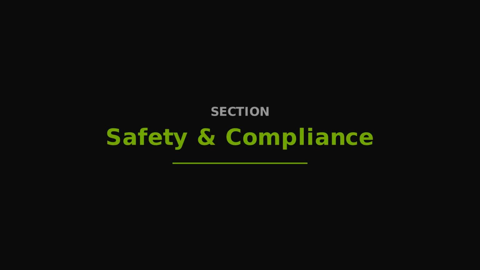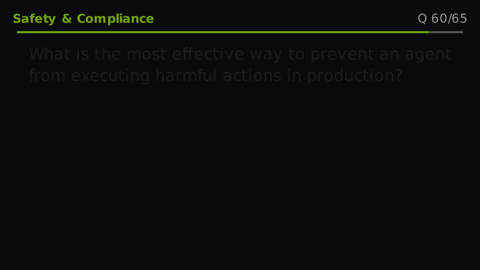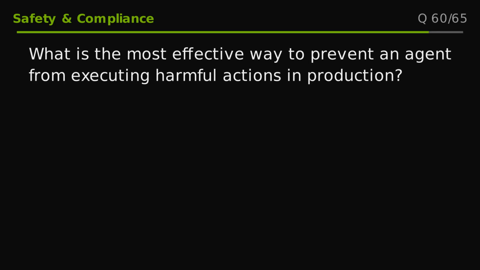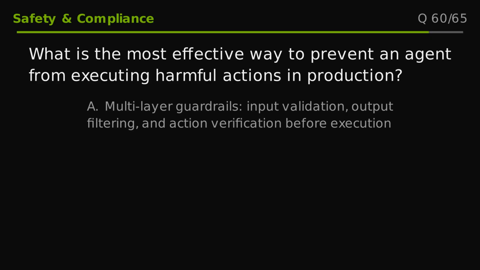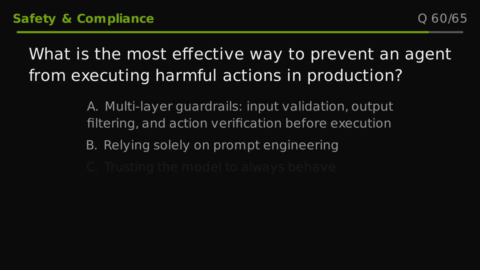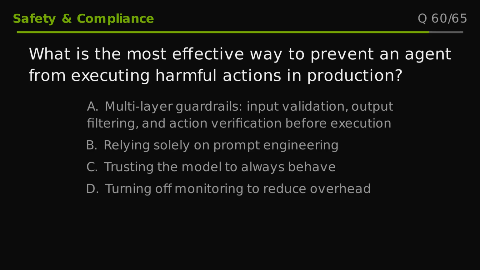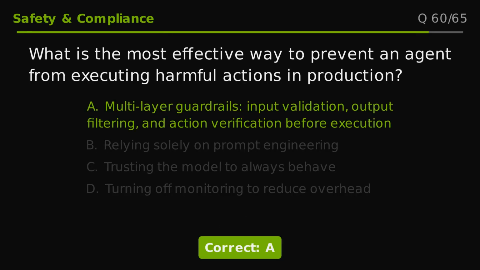Next section, Safety and Compliance. Question 60. What is the most effective way to prevent an agent from executing harmful actions in production? Option A: layered guardrails, input validation, output filtering, and action verification before execution. Option B: relying solely on prompt engineering. Option C: trusting the model to always behave. Option D: turning off monitoring to reduce overhead. The correct answer is A.